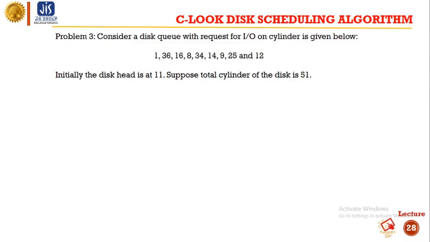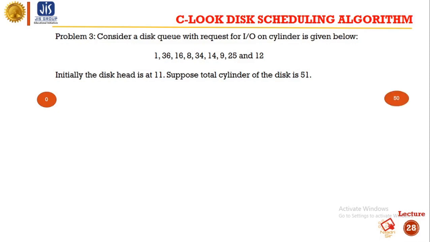Here you can see the discs are 1, 36, 16, 8, 34, 14, 9, 25 and 12. Initially the disc head is at 11, and the total cylinder of the disc is 51. So we'll start from 0 and we'll move up to 50.